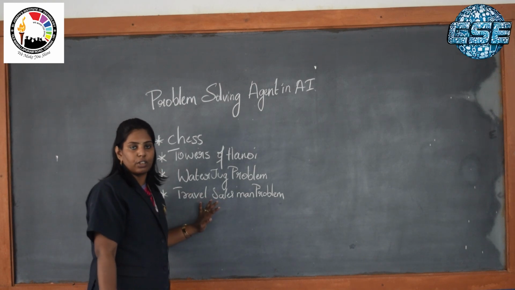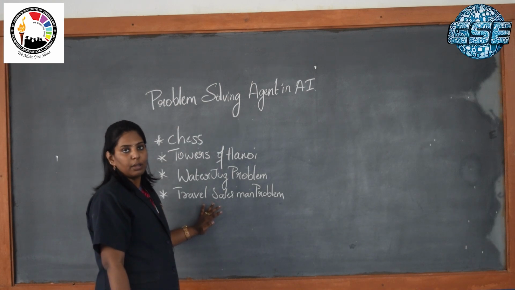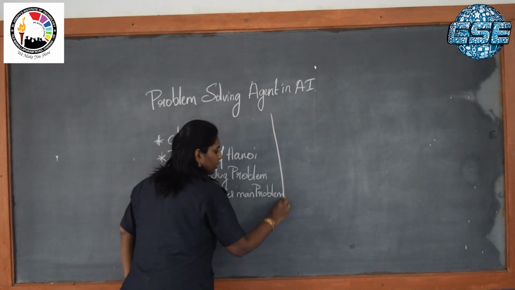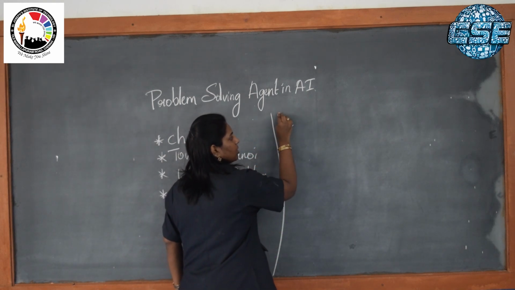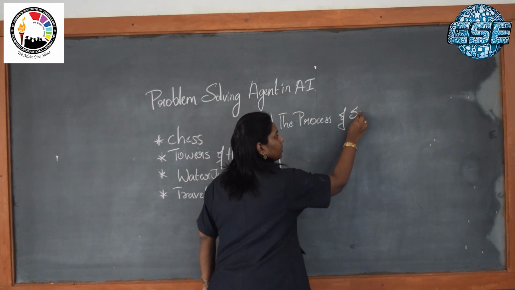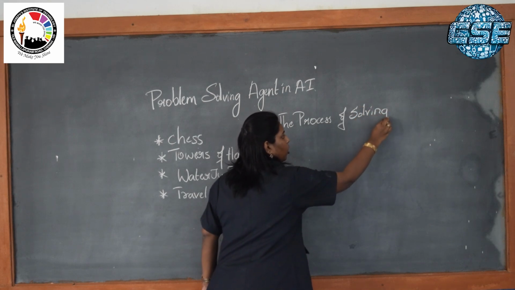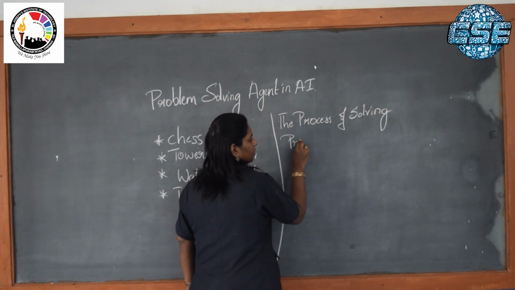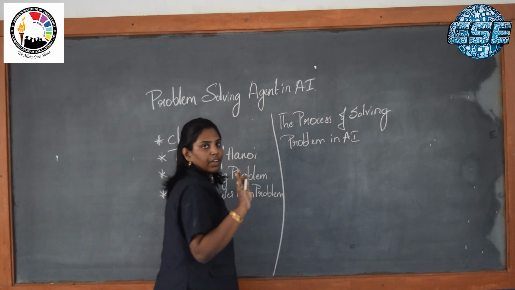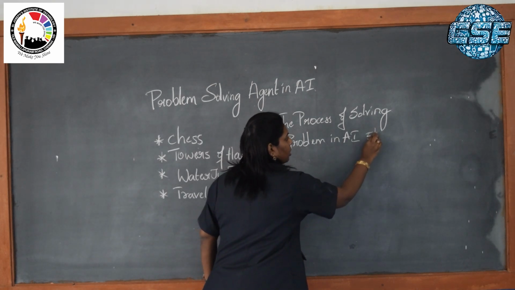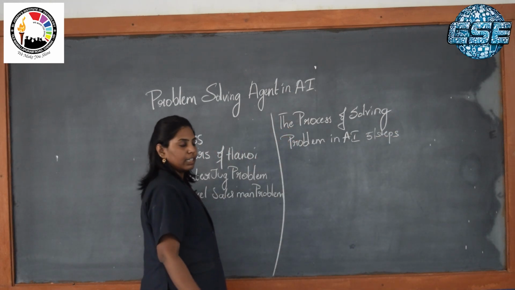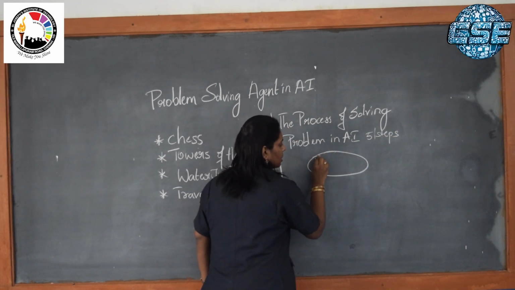There are totally 5 steps to solve a problem in AI. What are the 5 steps? The process of solving a problem in AI has totally 5 steps. First we need to define the problem. We need to define the problem. First one is define.